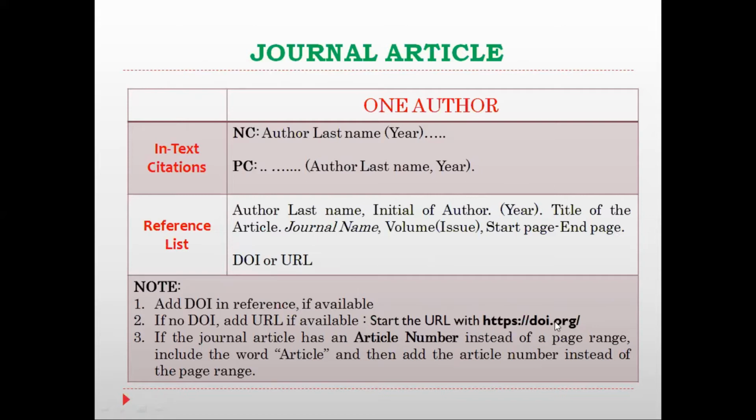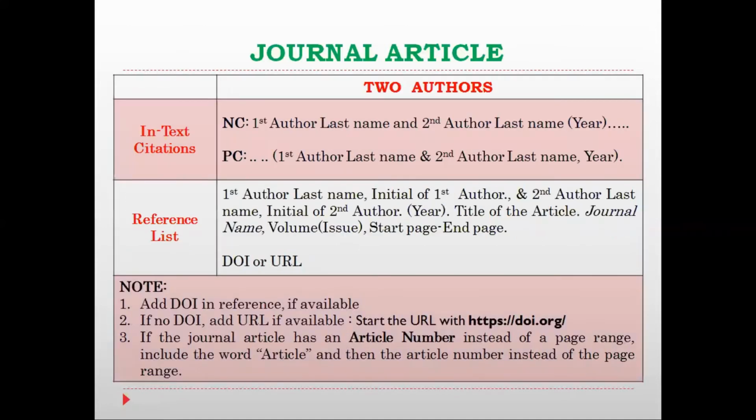In some cases you'll see that some journals assign article numbers to each article. Therefore, instead of inserting the page number, you just put the word article here and then add the article number instead of the page range. Just follow these steps, then everything will be easy.